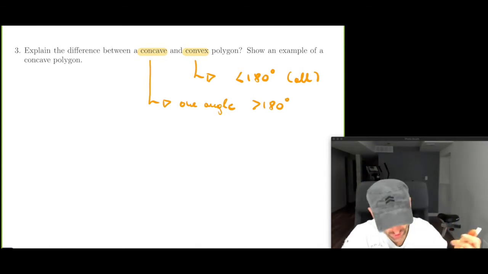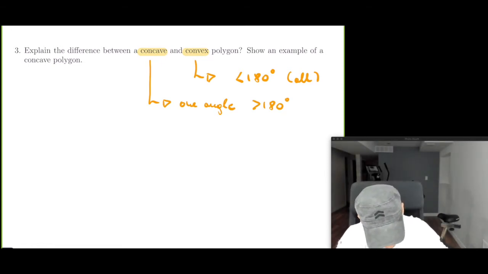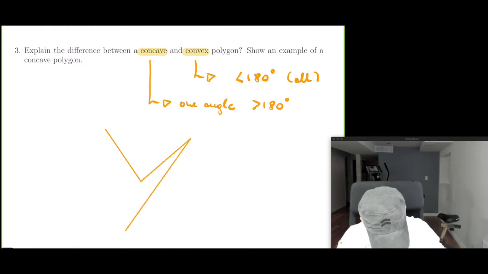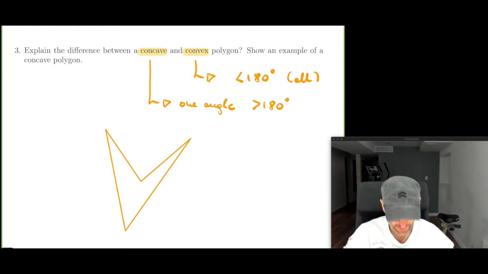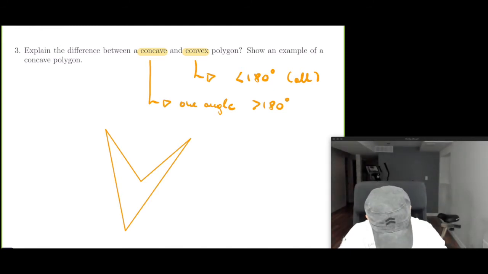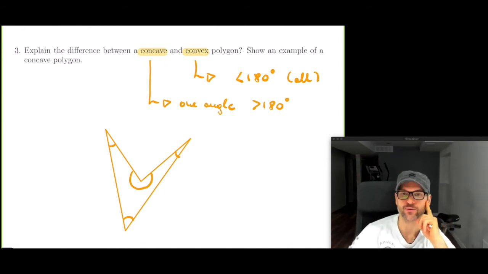Now, we can do a simple example of this. So here we go. Here is a polygon. It's actually even a quadrilateral, so it has 4 sides. Notice this angle, this angle, this angle, but this angle right here is definitely more than 180 degrees. And you can do that with any polygon, so you can create those if necessary.